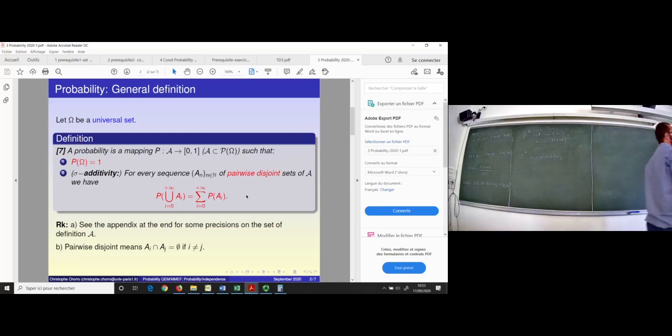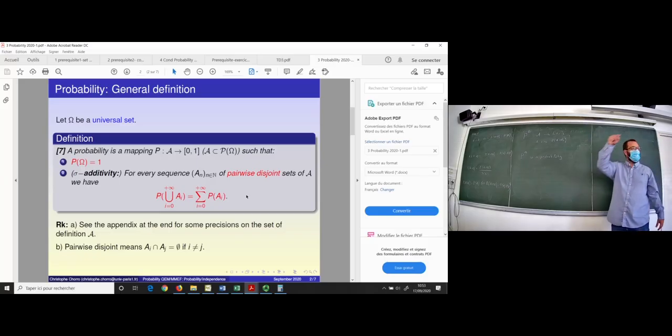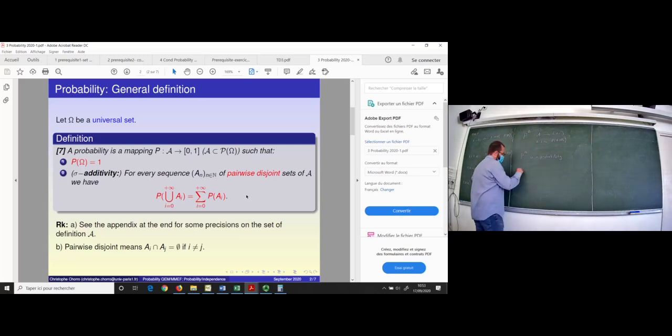Just to have the definition of what is a probability. So to prove that P_B is a probability, I have to prove that definition 7 is fulfilled. So I have two points to prove: that P_B of omega is equal to 1, and that if I have a sequence of pairwise disjoint sets, P_B of the union is equal to the sum of the P_B's. The only underlying hypothesis I have is the fact that P is itself a probability.